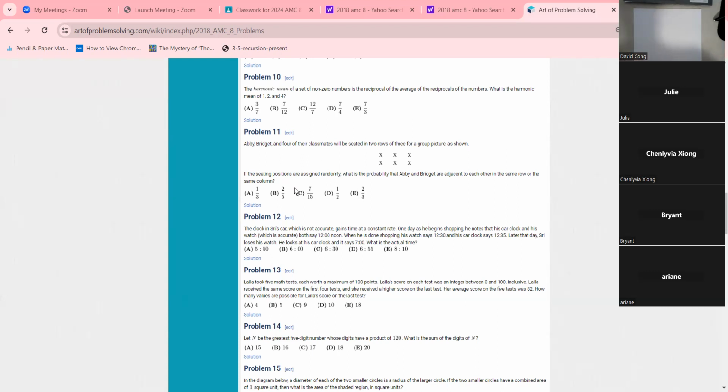Moving on to number 12. The clock in Siri's car, which is not accurate, gains time at a constant rate. On one day, he begins shopping. So let's do car and actual. He knows his car clock and watch both say 12, so let's denote both of these as 12 at first. And when he's done shopping, his watch says 12:30 and his clock says 12:35.